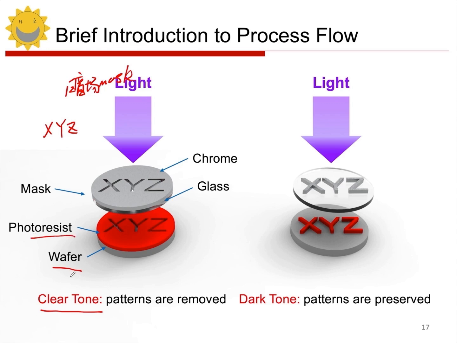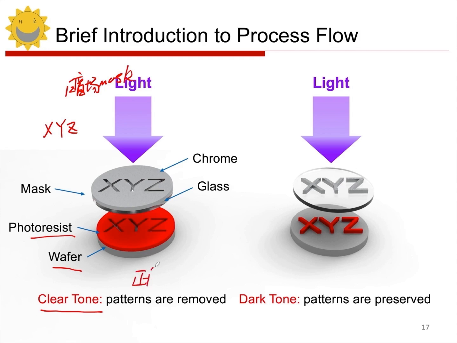Clear tone essentially means that the patterns defined in the layout are transparent, so the layers with the clear tone property define the hollow positions in the mask. This means that during the processing, the corresponding photoresist patterns will be removed. So clear tone means that the patterns are removed, meaning that the patterns defined in your layout will be removed from the photoresist. Now the counterpart to this is called dark tone.